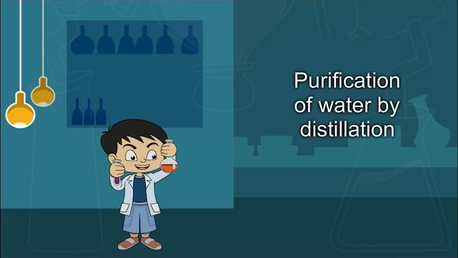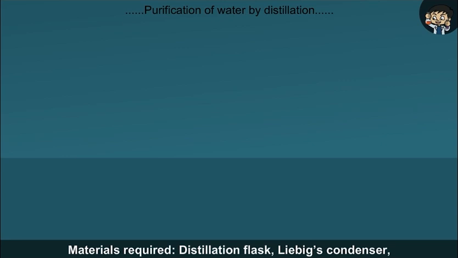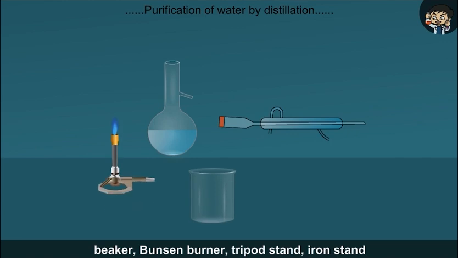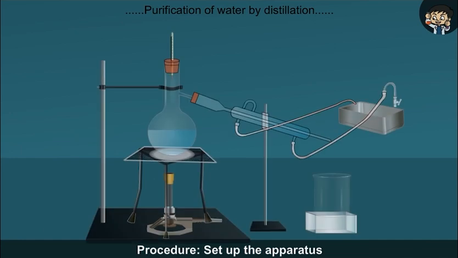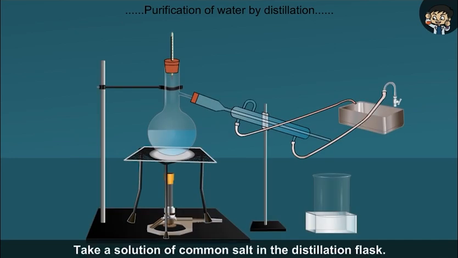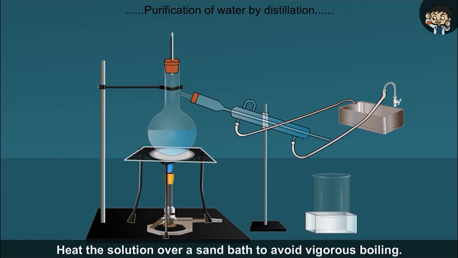Purification by distillation. Materials required: distillation flask, Liebig's condenser, beaker, Bunsen burner, tripod stand, iron stand. Set up the apparatus. Take a solution of common salt in the distillation flask. Heat the solution over a sand bath to avoid vigorous boiling.